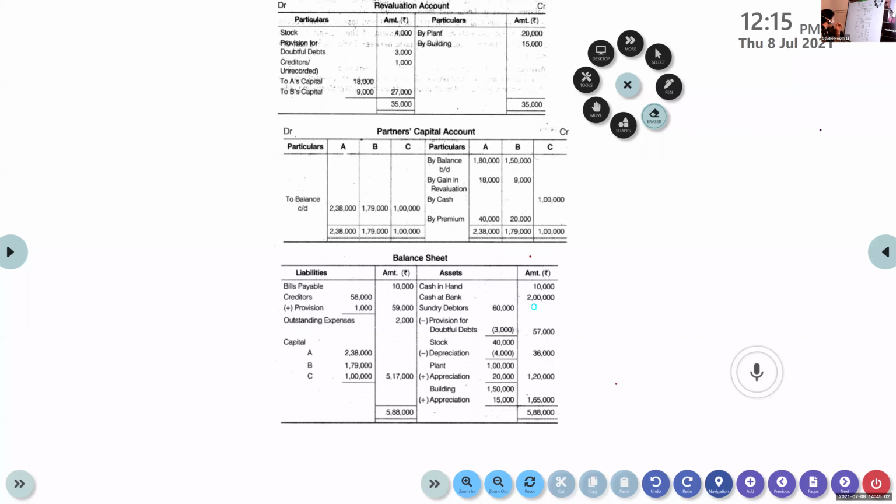Other things all same. Debtors, there is no change in the debtors, but we are providing a provision for doubtful debtors. We have created a provision. So 60,000 minus provision. So the debtors' value will be reduced. We have created a new liability, provision for doubtful debts. So sundry debtors 60,000 minus provision for doubtful debts. So in the outer column, it becomes 57,000.